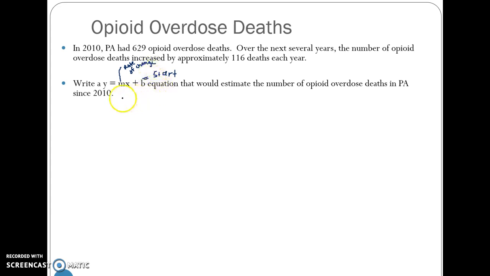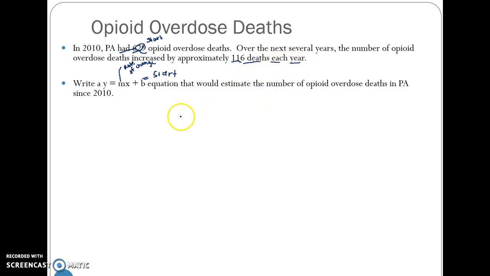So when I go to write this equation, I have up here in 2010, there were 629 opioid deaths. Sorry, my pen went a little crazy there. And so that is the starting number that I know I can work with. And then I also have that there were 116 deaths per each year. So that is a rate of change because of that each year. That is how much it's changing.